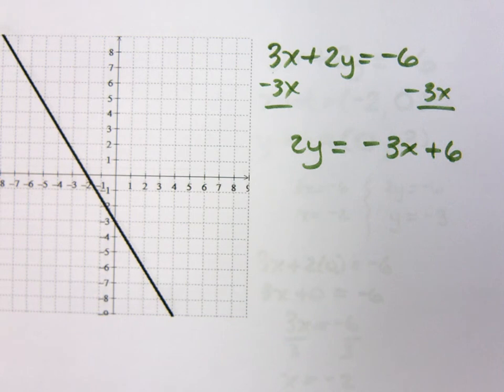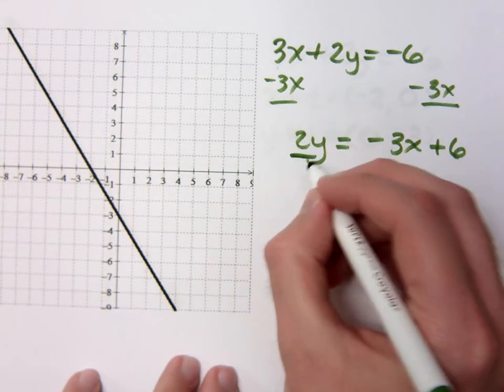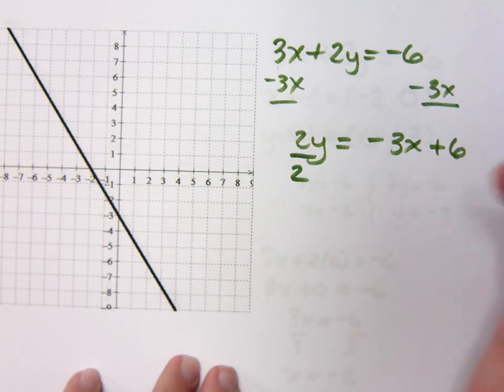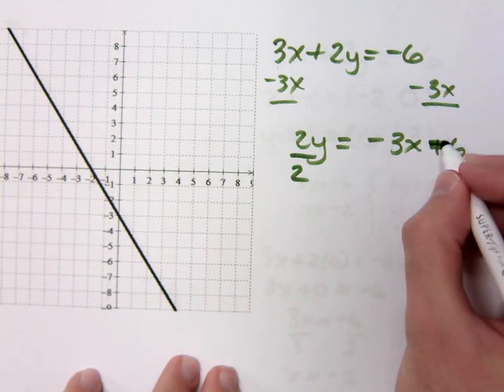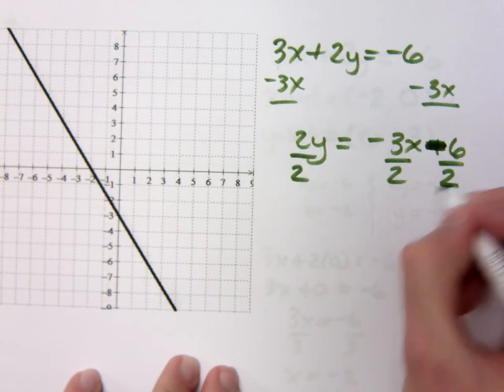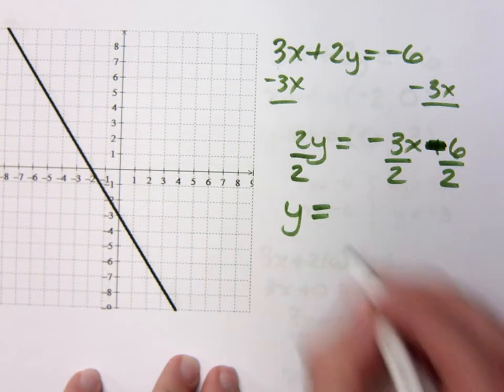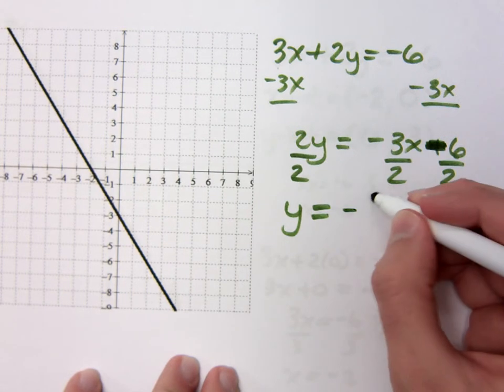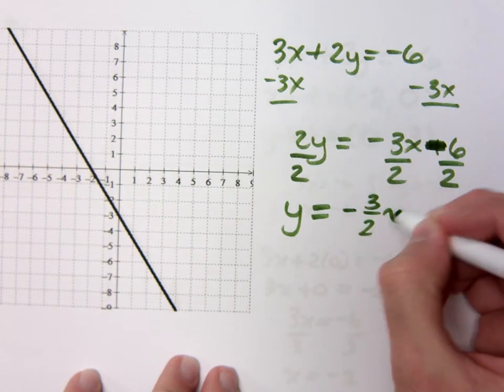And then you have to do what? Over 2. It's not -6? Oh, it is -6. I'm sorry. You guys threw me off. You made the mistake. All right, so what does y equal? -3 over 2x. -3 halves x.